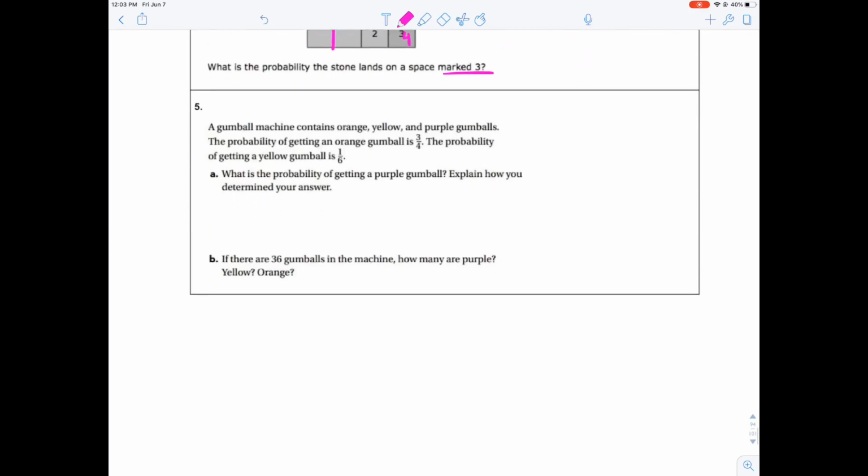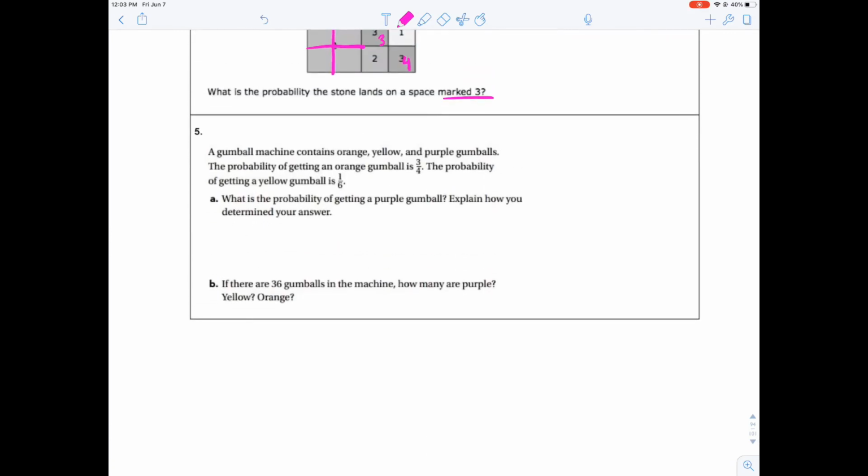All right, let's keep going. Number 5: a gumball machine contains orange, yellow, and purple gumballs. The probability of getting an orange gumball is 3/4. So the probability of orange, I'm going to write these down, is 3/4, and the probability of yellow is 1/6. What is the probability of getting a purple gumball? Explain how you determined your answer.